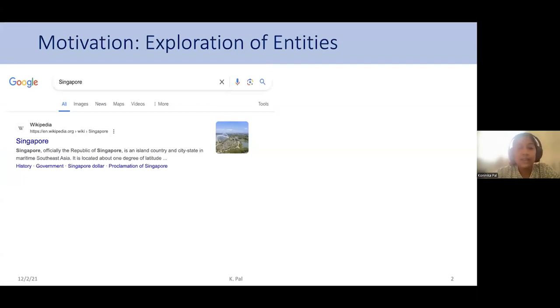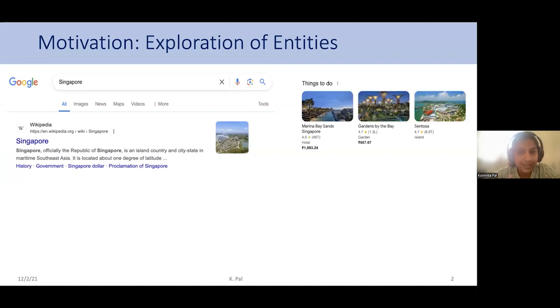If you look at the current online search platforms, whether it's YouTube, Google, Bing, or Netflix, when you search for a particular entity, it normally provides some more information on related entities. For example, if I search Singapore on Google, it provides me some places to visit. However, under a very general explanation saying things to do, we have no idea whether it's an entertainment park or a sports event or anything, right? It's a very general recommendation.